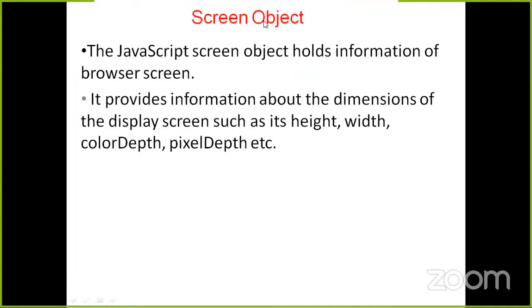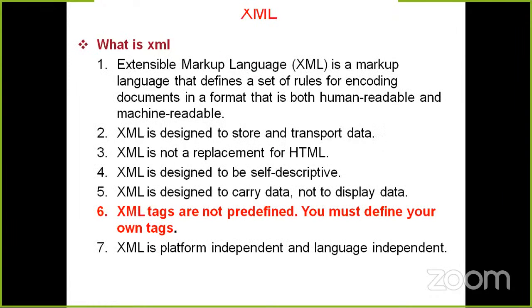Screen object. The JavaScript screen object holds the information of the browser window. That is, it displays the height, width, color depth and pixel depth of your current screen, that is the current window. Then move to the last topic of your syllabus, that is the XML.